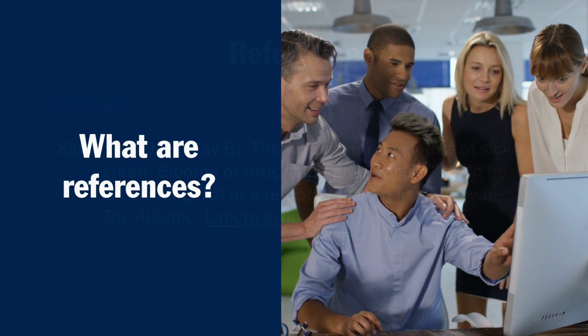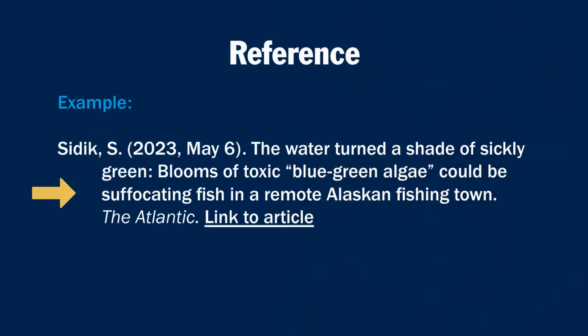In the example on the screen, notice that lines 2, 3, and 4 have a hanging indent. This is to indicate to your reader that lines 2 through 4 belong with line 1. See the yellow arrow pointing to the hanging indentation.